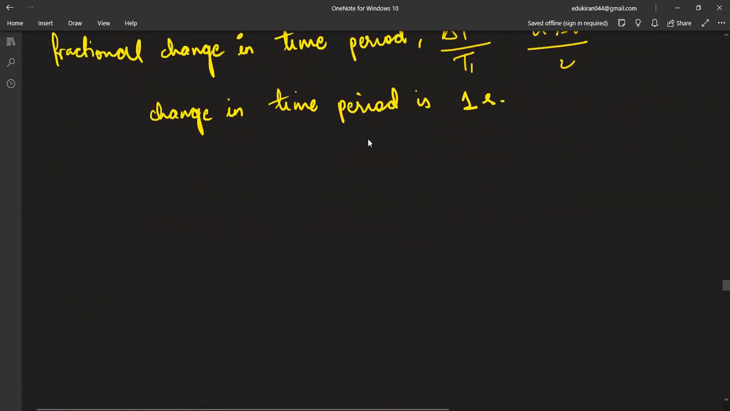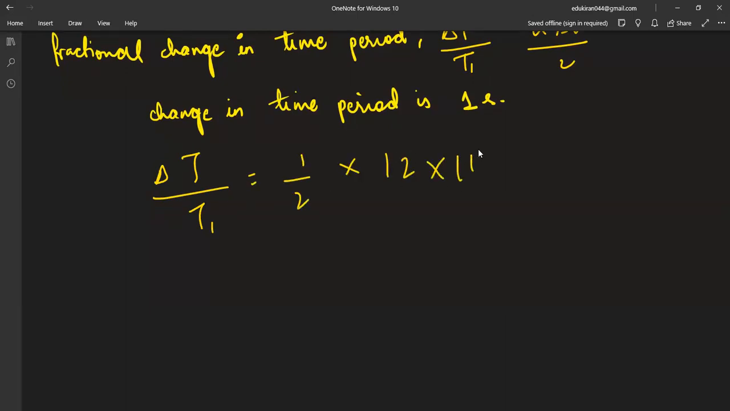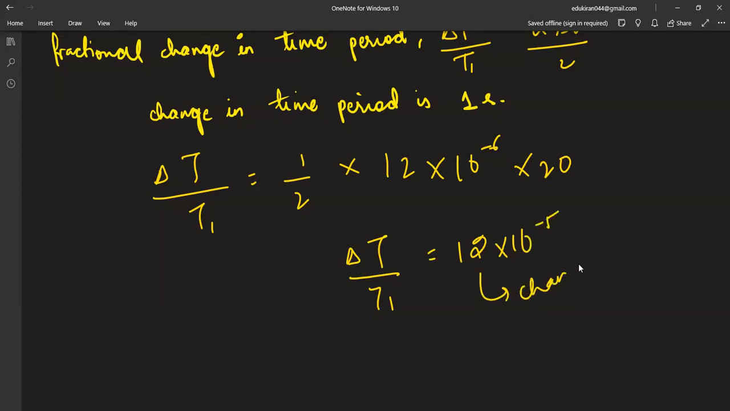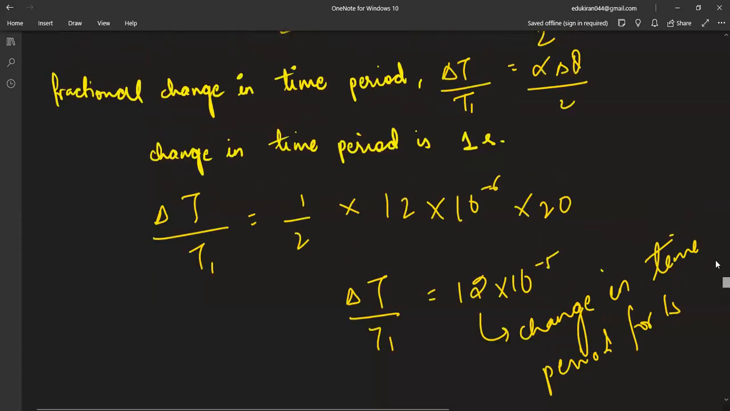All right. If change in time period in 1 second is asked, then delta T by T1 is equal to half into 12 into 10 to the power minus 6 into 20. Delta T by T1 is equal to 12 into 10 to the power minus 5. This is the change in time period for 1 second. All right, so this will be your answer. Fine, some other applications are there, we'll see. But quickly write this down first.